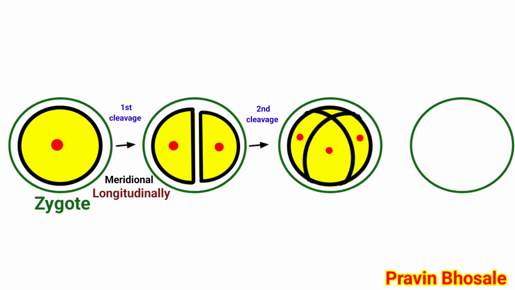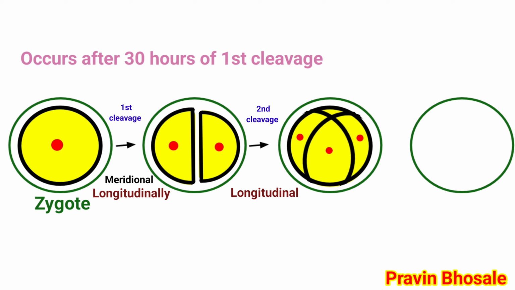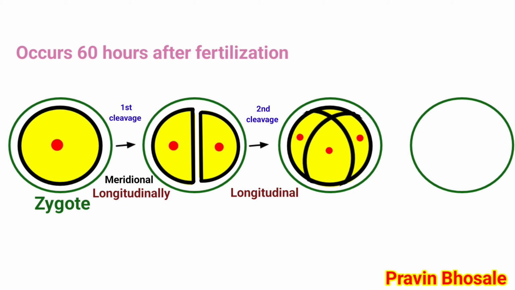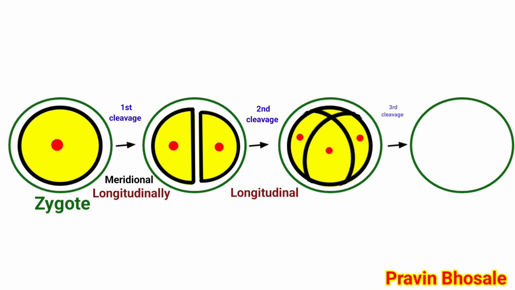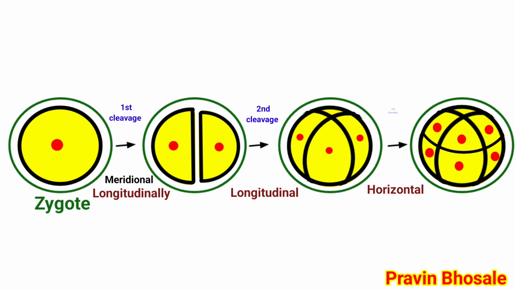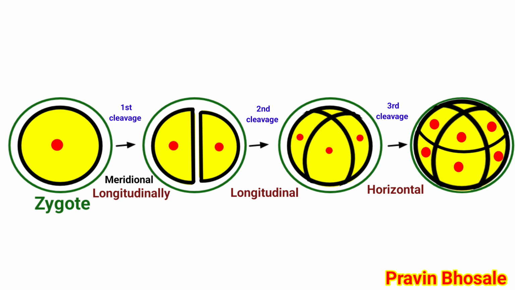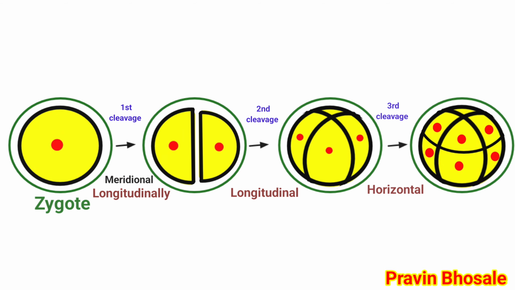The second cleavage is also longitudinal but at right angles to the first one, and occurs 30 hours after the first cleavage, that is, 60 hours after fertilization. The third cleavage is horizontal. After the third cleavage, the embryo is at the 8-cell stage.